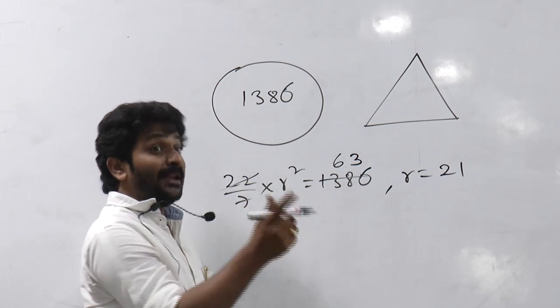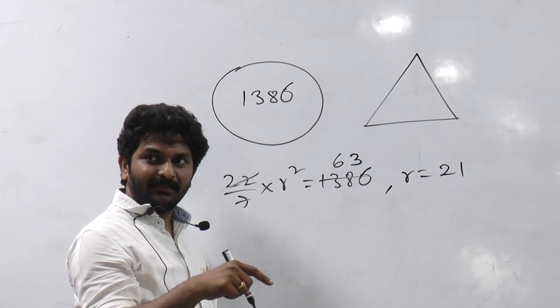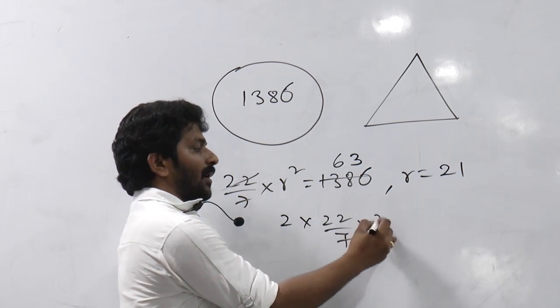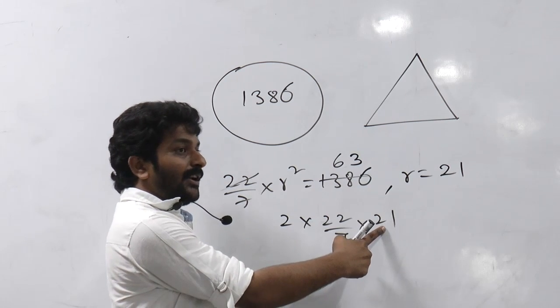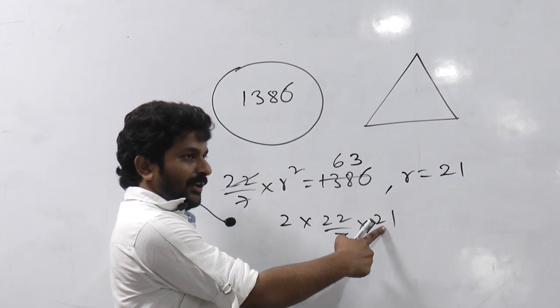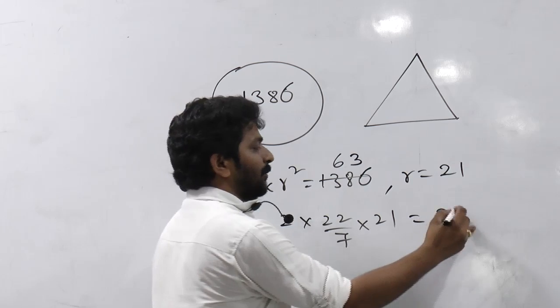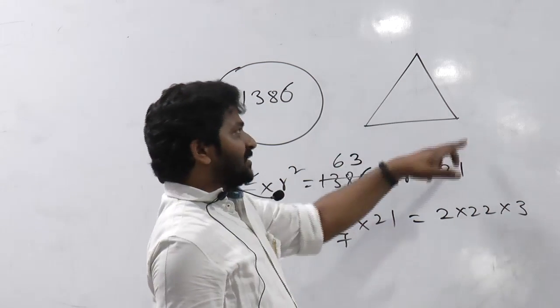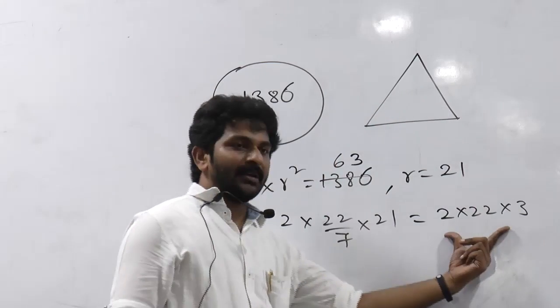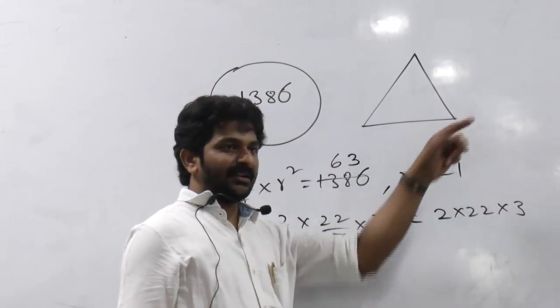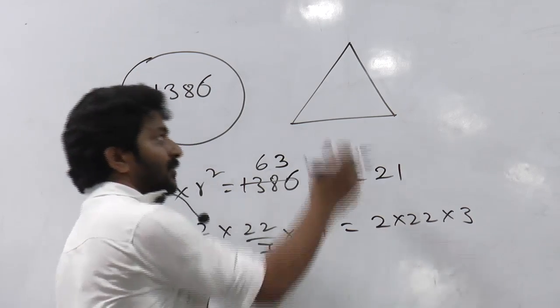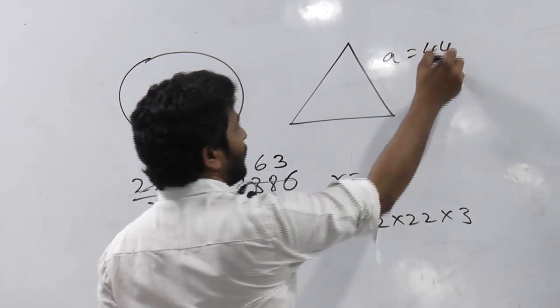But what is the same? Perimeter. Circumference is the same. 2 pi r, that is 2 into 22 into 3 into 21 by 7, 3 times. And the perimeter of this equilateral triangle also should be equal to this. How many sides are there? 3. So each side is 44, right? Yes or no? So for the equilateral triangle, a is equal to 44.